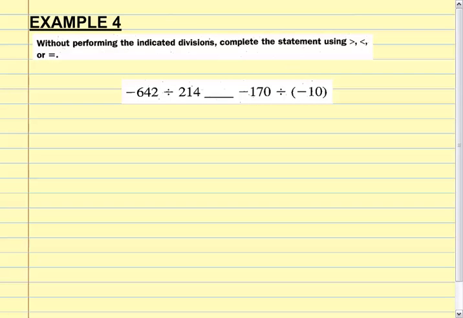Now with this one, no work to be done here. So when I check your homework, I'm not going to hassle you about work on this. Okay? It says, without performing the indicated divisions, complete the statement using greater than, less than, or equal to. Negative 642 divided by 214 blank negative 170 divided by negative 10. What's the answer? Is the right or left bigger?